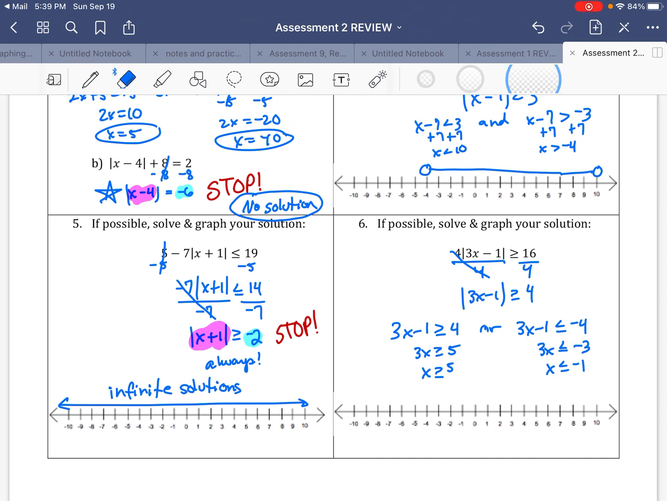Let me change that. All right, 5/3, remember that's 1 2/3, so I want to put it in the right place. So 1 2/3, maybe about right there. Everything greater than that, so it's going this way. Remember, or means I'm going to go the opposite way. Less than or equal to negative 1, we'll go that way.